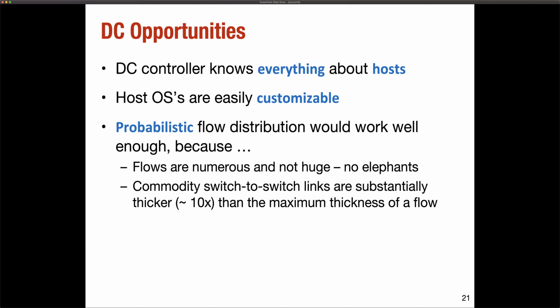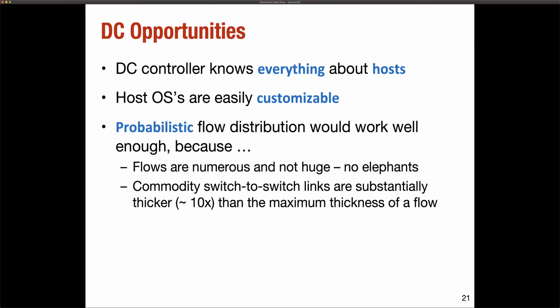The other opportunity is that rather than making these intelligent traffic engineering decisions, if you just randomly distribute the flows across multiple links, it can work because there are a lot of flows and most of them are medium-sized flows. None of them are elephant flows, right? We'll get to this point in more detail soon. And the other reason why this type of approach can work is that the commodity switch-to-switch links are substantially thicker, or have higher capacity, than the maximum thickness of a flow, right?